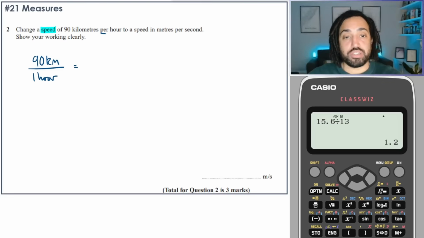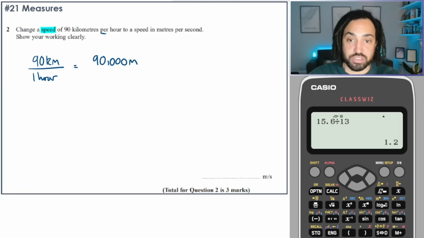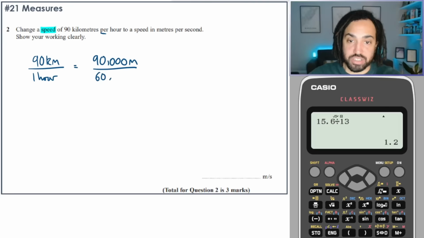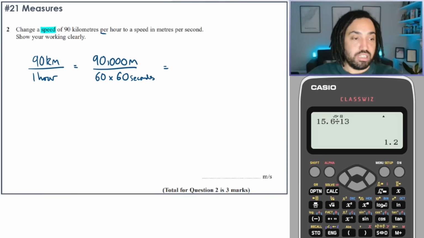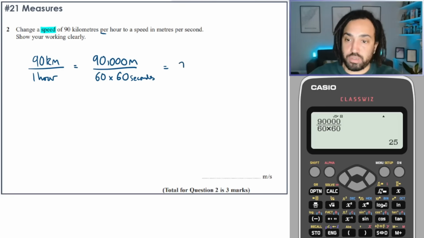Okay, so let's just convert this. I mean, what's 90 kilometers? 90 kilometers is 90,000 meters. And what's 1 hour? Well, 1 hour is 60 minutes, of which there are 60 seconds in each minute. You get what I mean. So all we need to do is 90,000 over 60 times 60, which gives us 25. Beautiful.